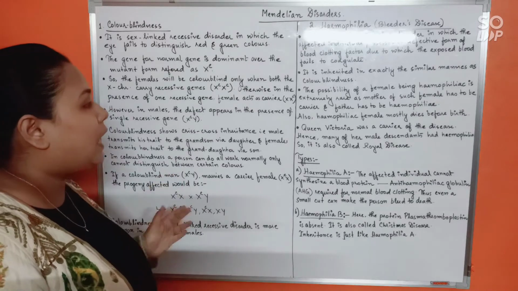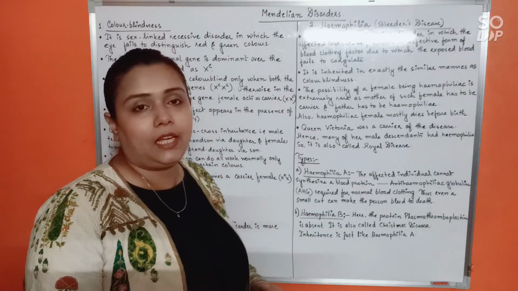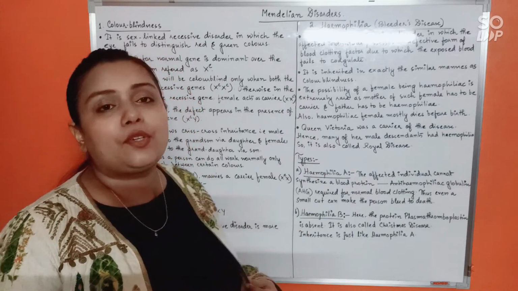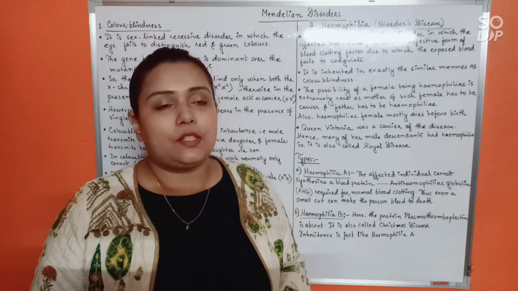Alright. Now let's move on to the next disorder, that is hemophilia, which is commonly known as Bleeder's disease. Now hemophilia is known as Bleeder's disease. Why?